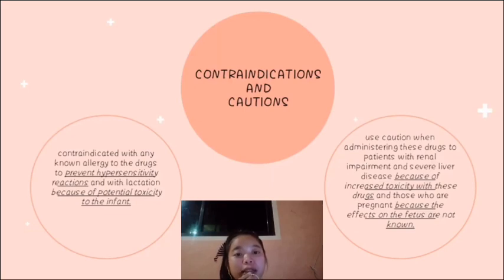Okay, so for the contraindications and cautions, these drugs are contraindicated with any known allergy to the drugs to prevent hypersensitivity reactions, and with lactation because of potential toxicity to the infant. Use caution when administering these drugs to patients with renal impairment and severe liver disease because of increased toxicity with these drugs, and to those who are pregnant because the effects on the fetus are not known.